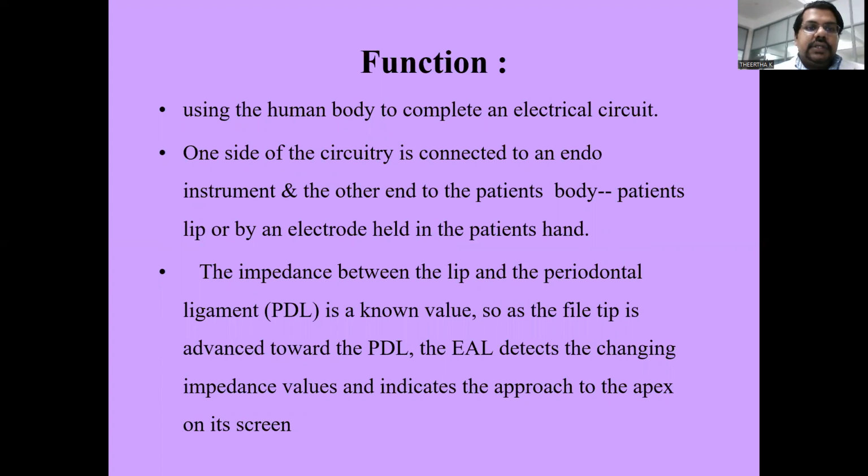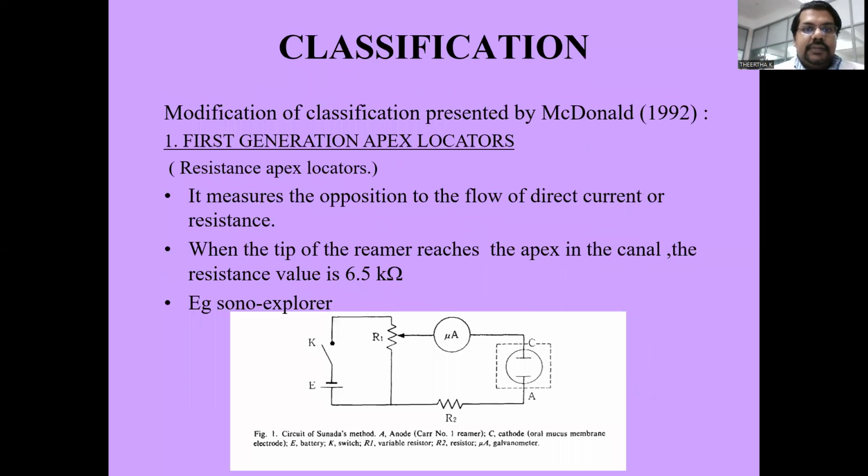Function. How does it function? Using the human body to complete an electrical circuit. One side of the circuitry is connected to an endo instrument and the other end to the patient's body, patient's lip, or by an electrode held in the patient's hands. The impedance between the lip and the periodontal ligament is a known value. So as the file tip is advanced toward the periodontal ligament, the electronic apex locator detects the changing impedance values and indicates the approach to the apex on its screen.